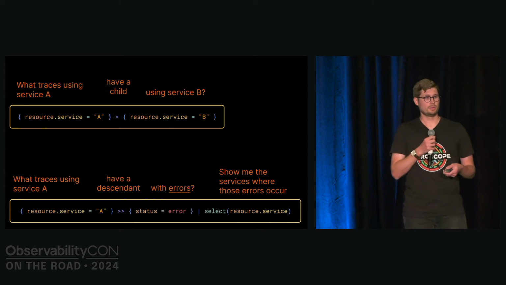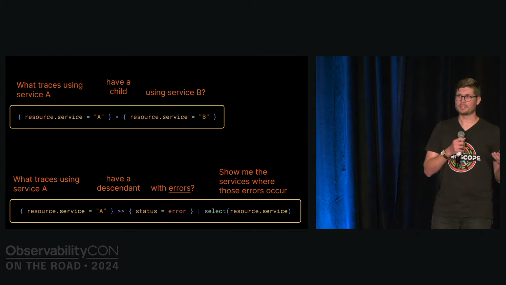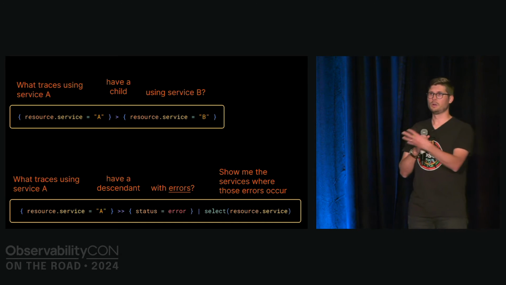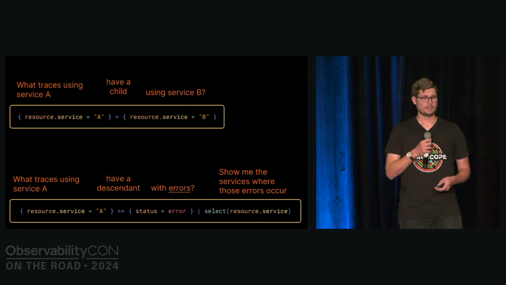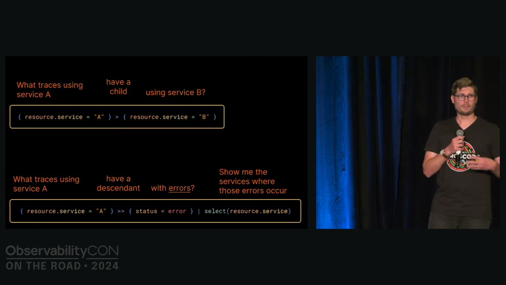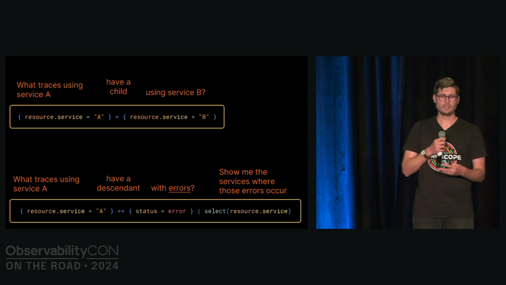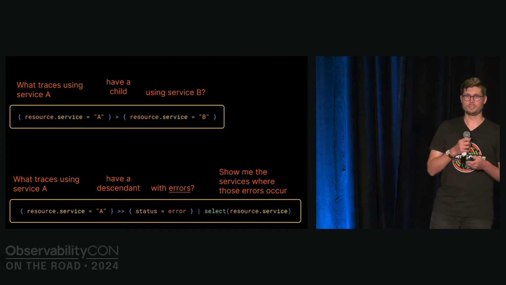The first example is called the direct descendant, which in English is basically asking what traces use service A and then immediately go and use service B. And the second one is asking what traces use service A and at some point have an upstream descendant that is reporting an error. And then finally, select the service names where those errors occur.